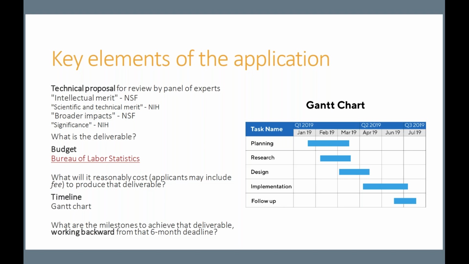Okay, the other part that needs to be included in the application is your budget, and a lot of that's going to be labor. So in addition to answering what's the deliverable, your budget needs to say what it will reasonably cost to produce that deliverable. Your time has a value to it, and so that should be included in your budget. Over the next 6 months, you'll spend a certain amount of time working on this project. So you need to go to the Bureau of Labor Statistics to say, I'm an organic chemist, or I'm a project manager, I'm living and working in Nebraska. So my labor needs to be accounted for in this budget.